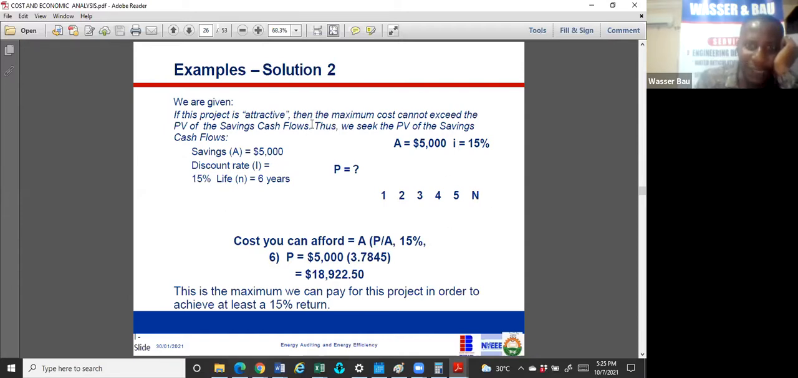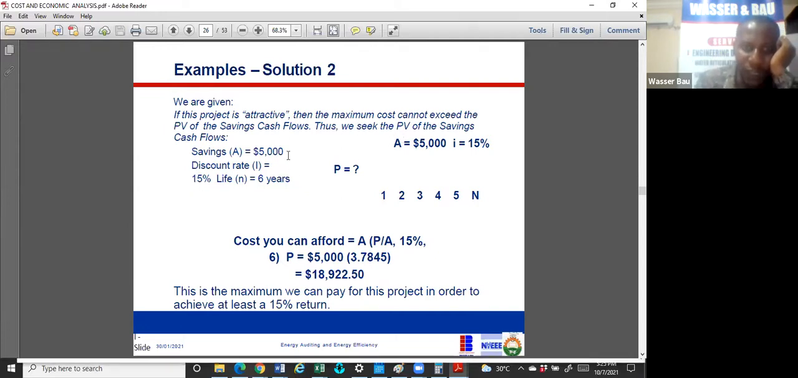If this project is attractive, then the maximum cost cannot exceed the PV of the savings cash flow. Thus, we seek the PV of the savings cash flow. The savings is now 5,000. The present value should not be more than 18,922. This is the maximum we can pay for this project in order to receive at least 15% return.